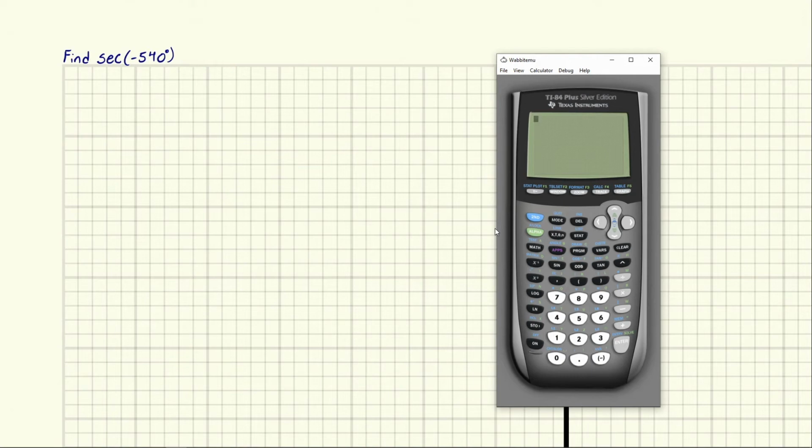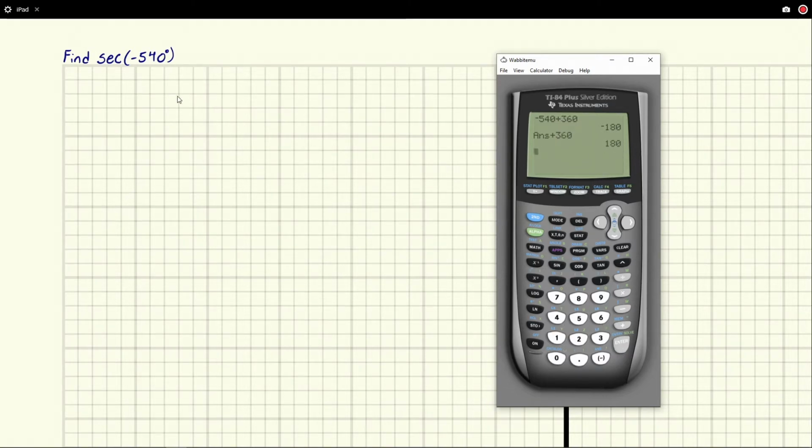Eric Burgess here, and we're told to find the secant of negative 540 degrees. With this kind of thing, I always look for the first least positive coterminal angle. To do that, we take negative 540 and keep adding 360 till we get a positive number. So we got negative 180. We could actually work with that, but what the heck, we'll go one more to get a positive 180.